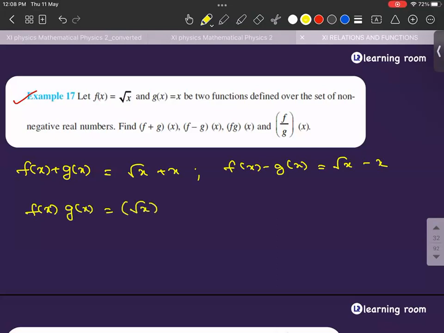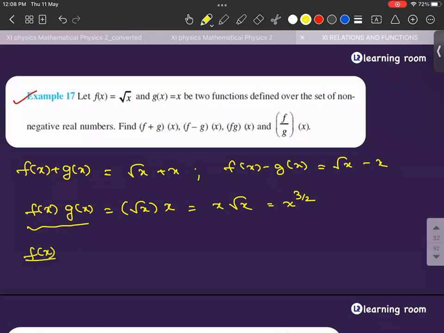This root x is f of x. It is not plus, it is into. f of x into g of x is root x times x, so basically it is x root x, or you can write it as x power 3 by 2. Everything means the same. How did I write x power 3 by 2? Because x into x power half is x power 3 by 2.